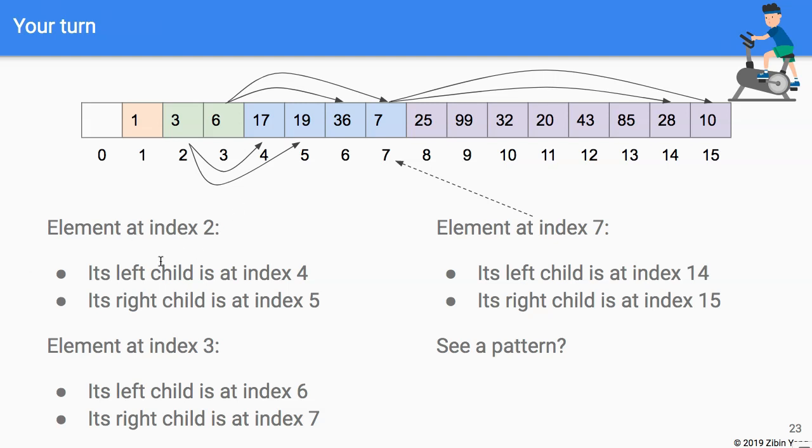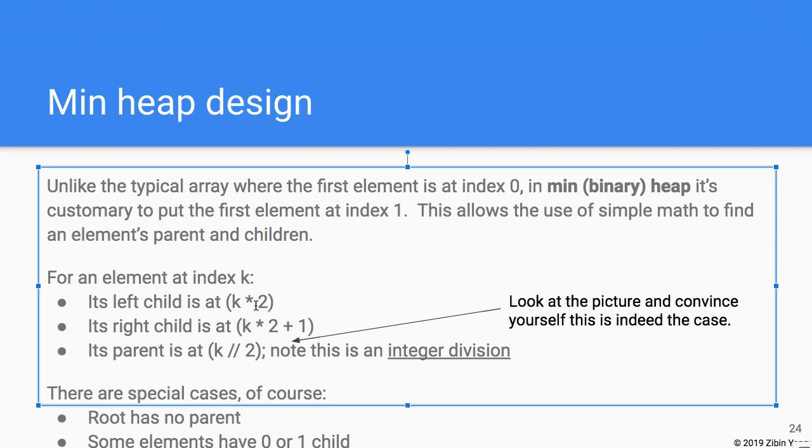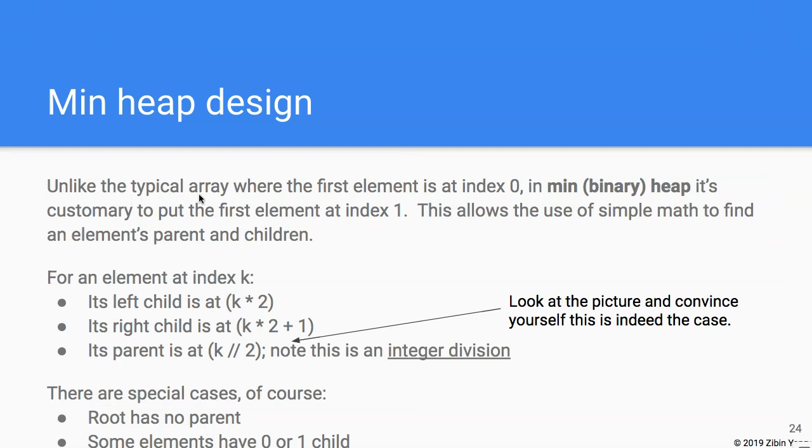For each element at any index, its left child is at the index that is 2 times that index, and the right child is that number plus 1, which is what it says here. And this simple math is enabled by the fact that we put the first element in index 1 instead of index 0 like we normally do.